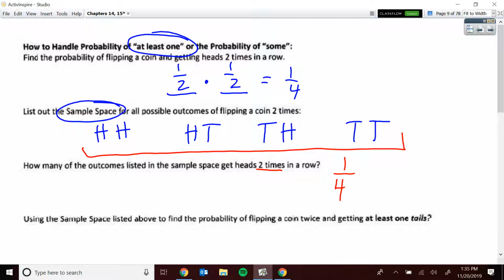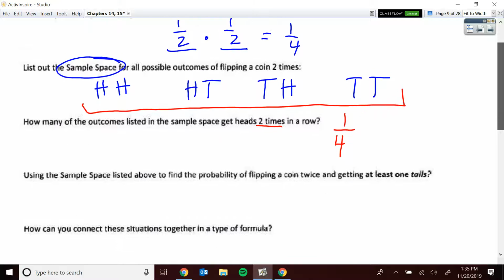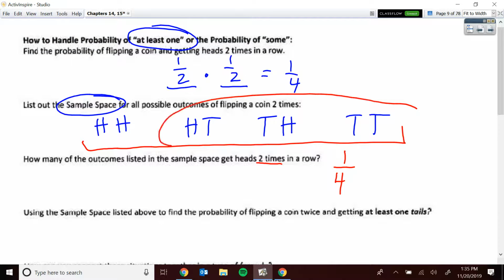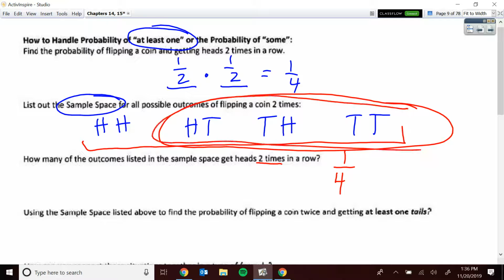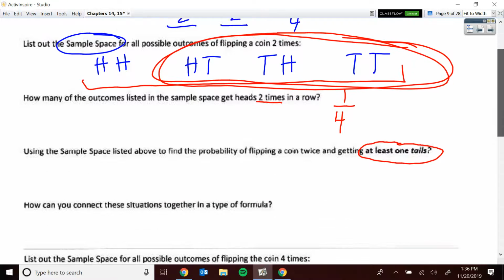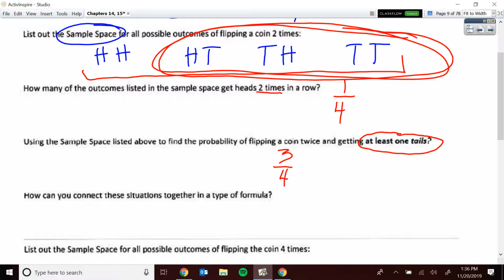Okay, but here's where it gets interesting. I'm going to sometimes be asked for all the other stuff. And unless I actually draw out all of those different ways, it's hard to compute how many of these other things there are. In this case, how many of these situations show at least 1 tails? 3 out of 4. Okay, so that was easy because I have it drawn out.